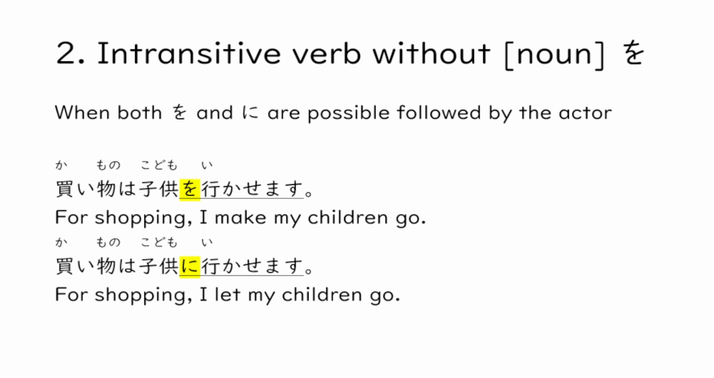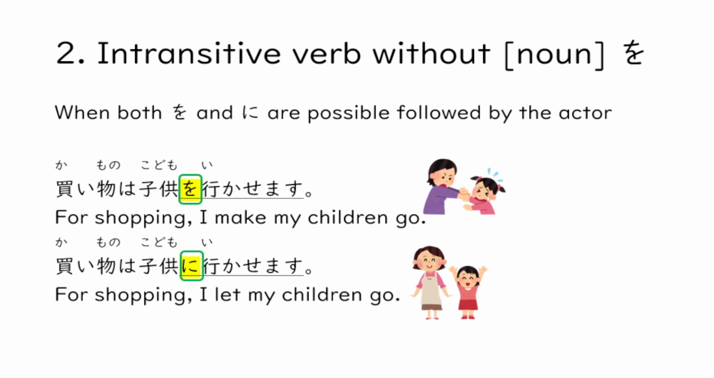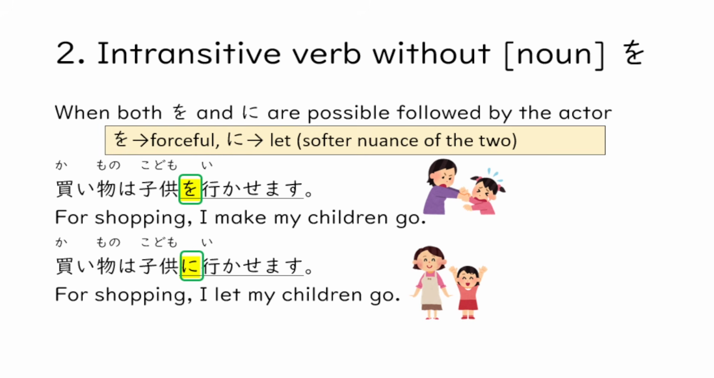At first glance, these sentences look almost identical, right? The only difference is the particle after 子供. Both sentences are perfectly natural, and you will hear both in everyday speech. So what's the difference? With o, there's a stronger feeling of force, like you are making someone do things. With ni, it softens, more like you are letting someone do something. In real conversations, context will guide the exact meaning, but comparing them side by side lets you really feel the nuance. And 行く isn't the only one.